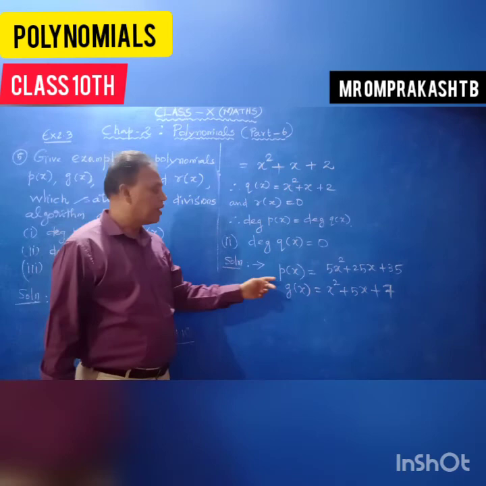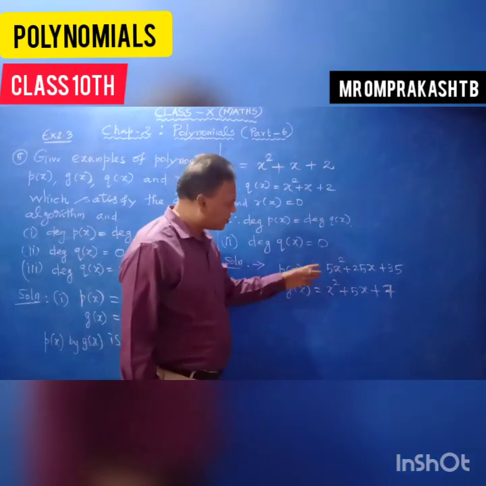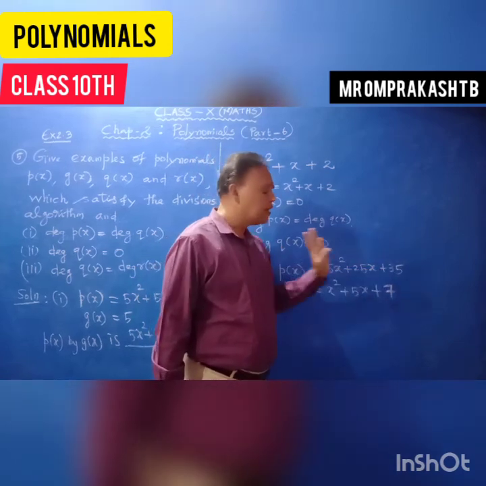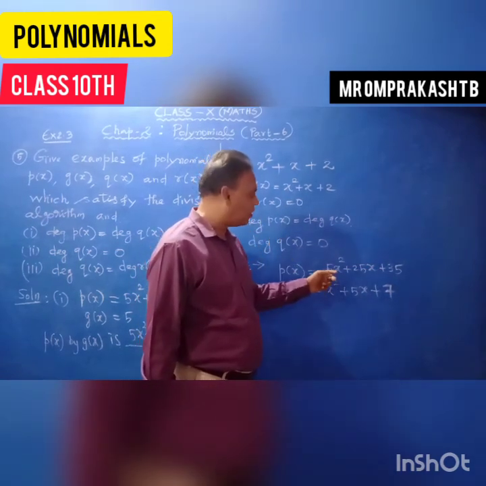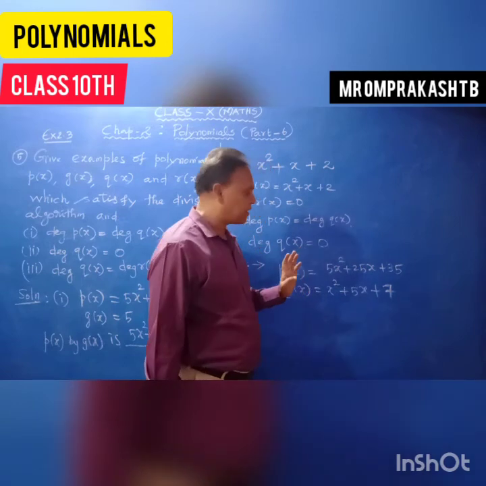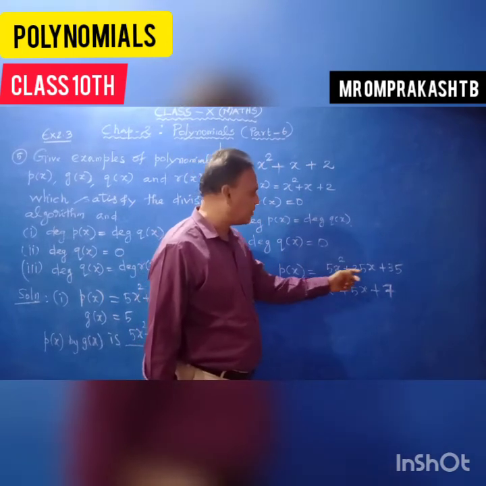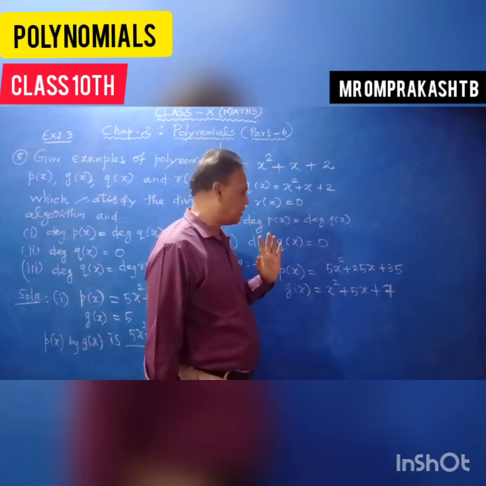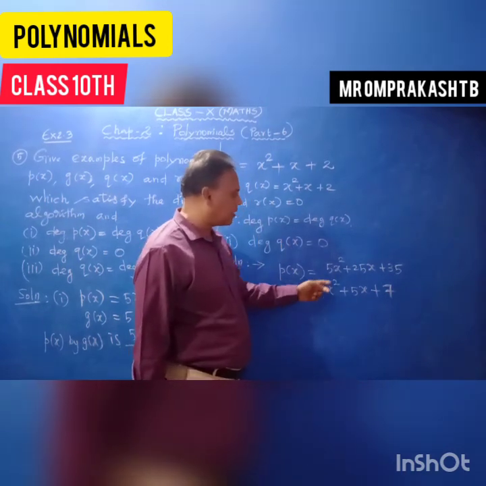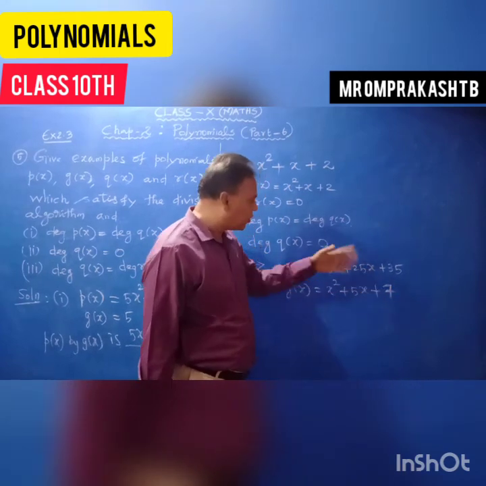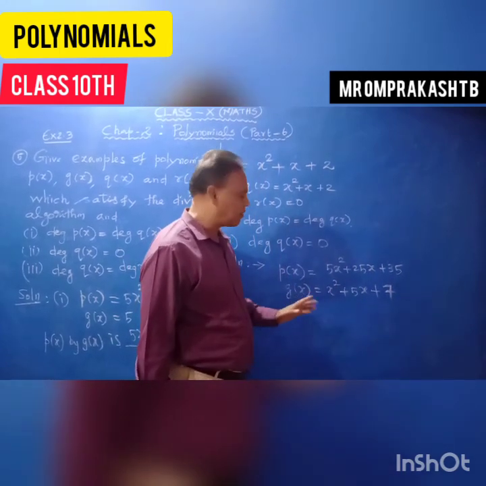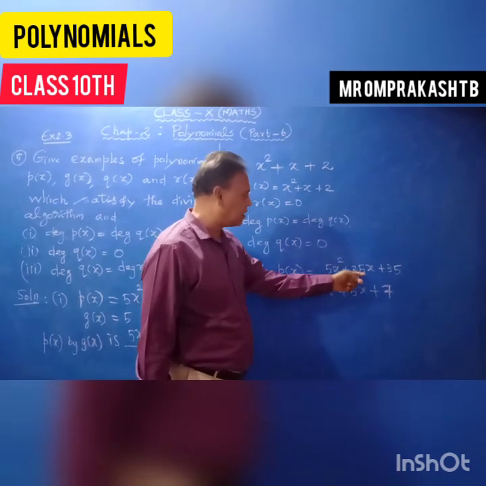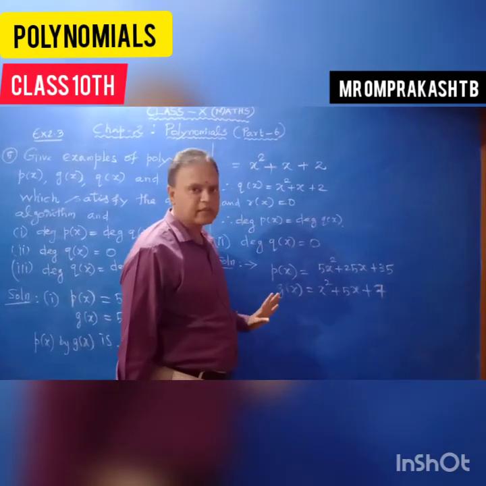Solution: take p of x as some polynomial. For our convenience, take 5x squared plus 25x plus 35, where all the terms have a common factor. Like that you write some polynomial. Now for g of x, take the common factor. 5 is the common factor. Taking it out gives x squared plus 5x plus 7. Like this you take. It is an easy way.